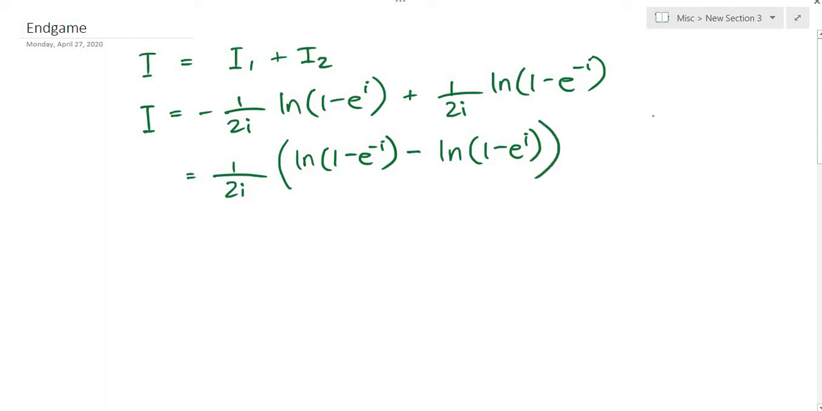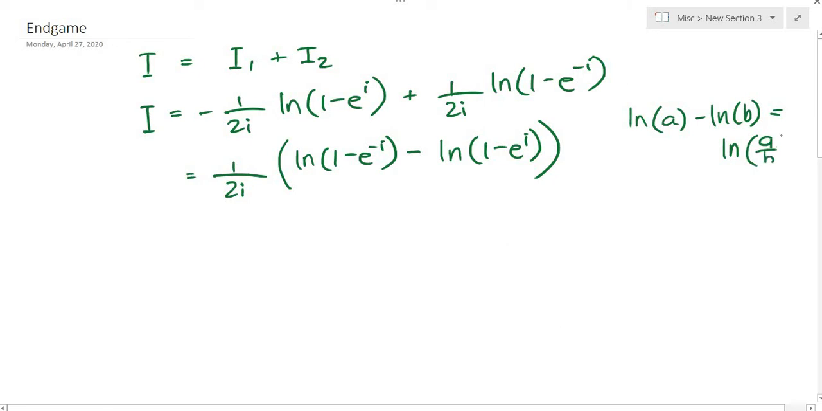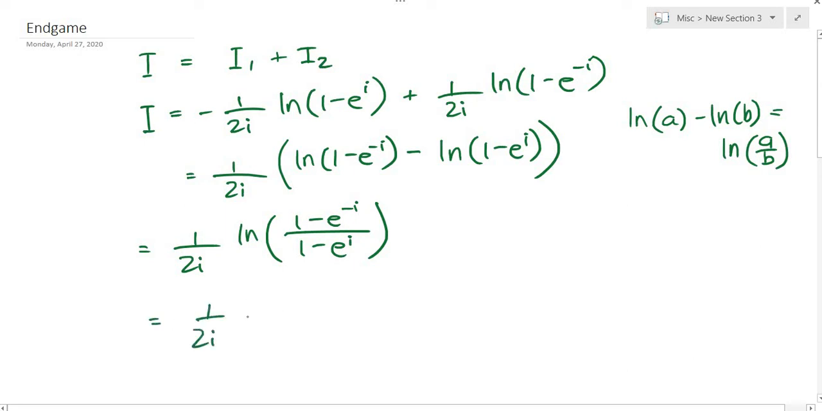Well, we can use some log properties now. So we know that the natural log of a minus the natural log of b can be expressed as the natural log of a divided by b. So I'm going to use that property. We have 1 over 2i as a common factor times the natural log of 1 minus e to the negative i divided by 1 minus e to the ith power. Well, I want to convert this negative exponent in the numerator into a positive exponent, and the way I do that is 1 minus 1 over e to the i, over 1 minus e to the ith power.